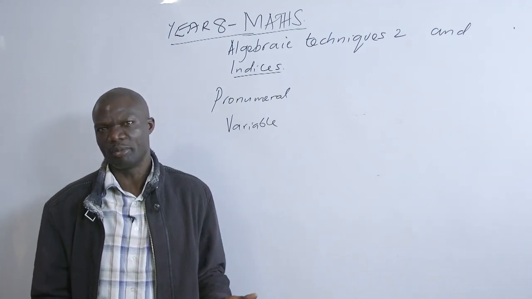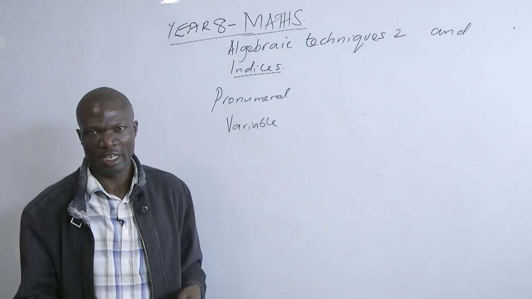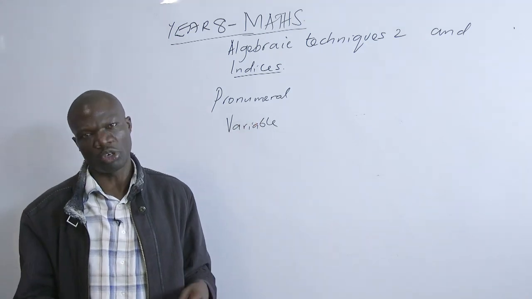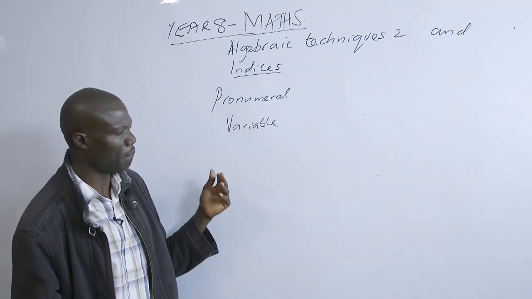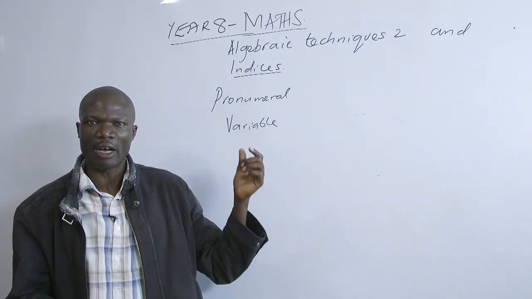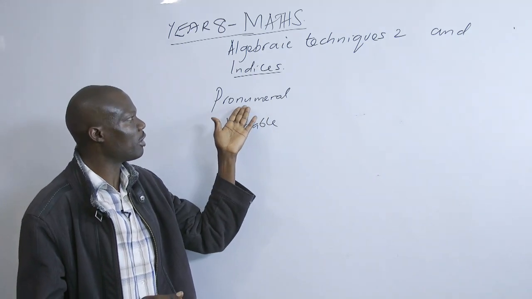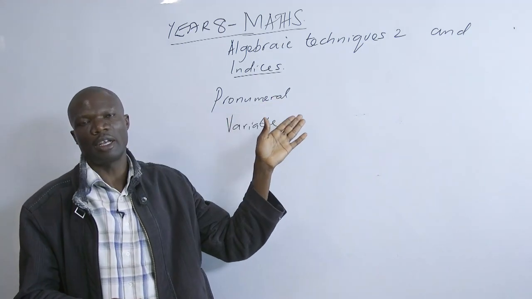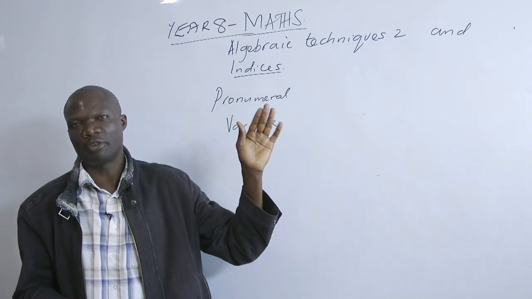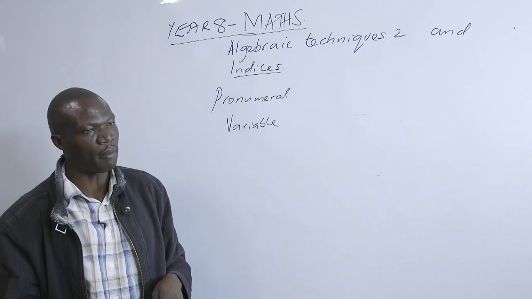Now, in algebra, we have seen that a letter can be used to represent one or more numbers, which we call a pronumeral, and when a pronumeral represents different values, then we refer to it as a variable.